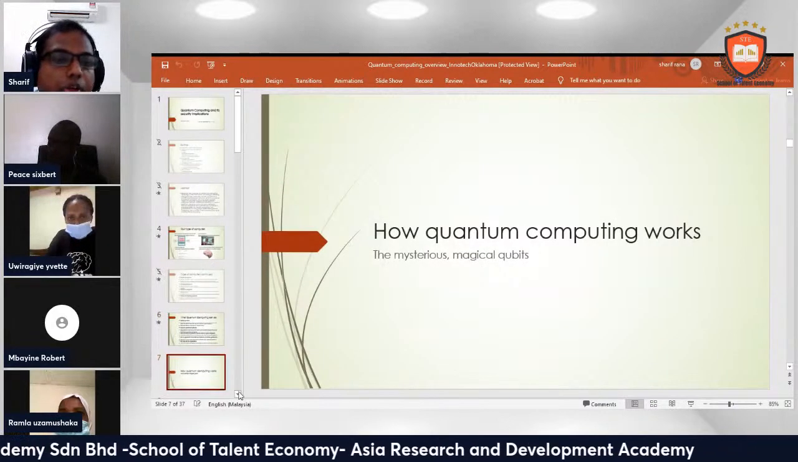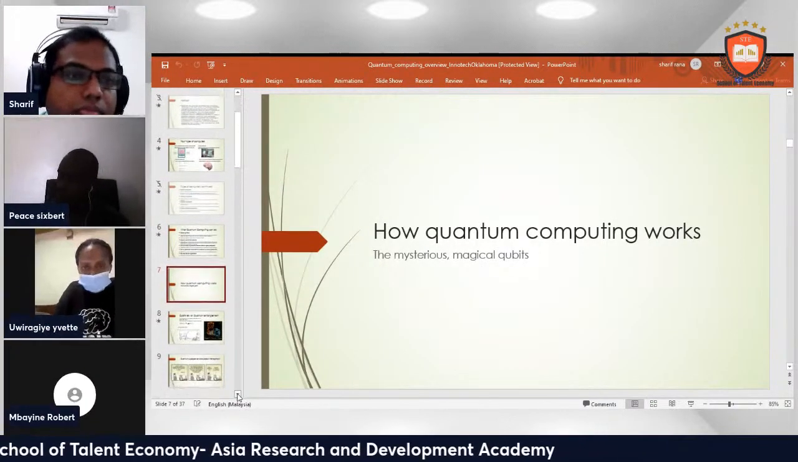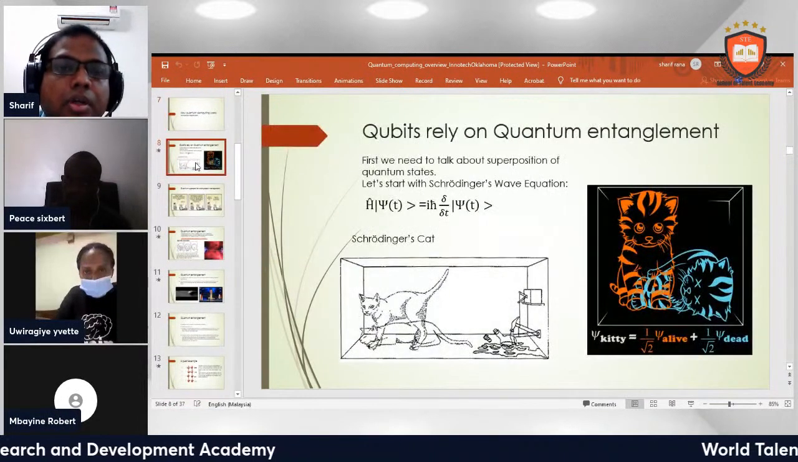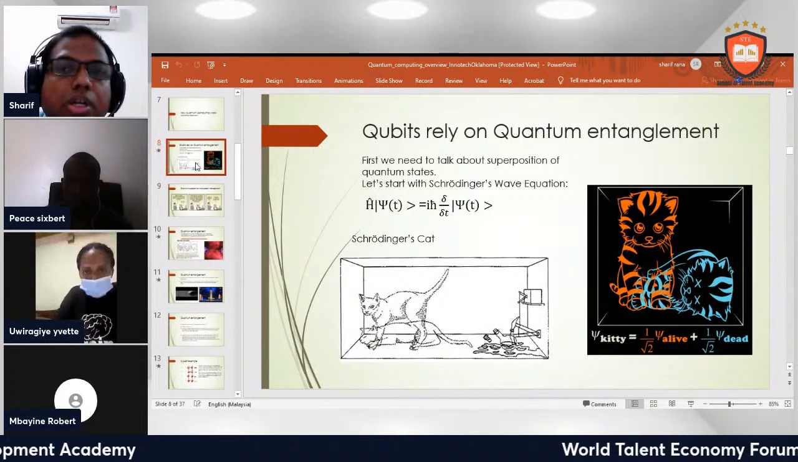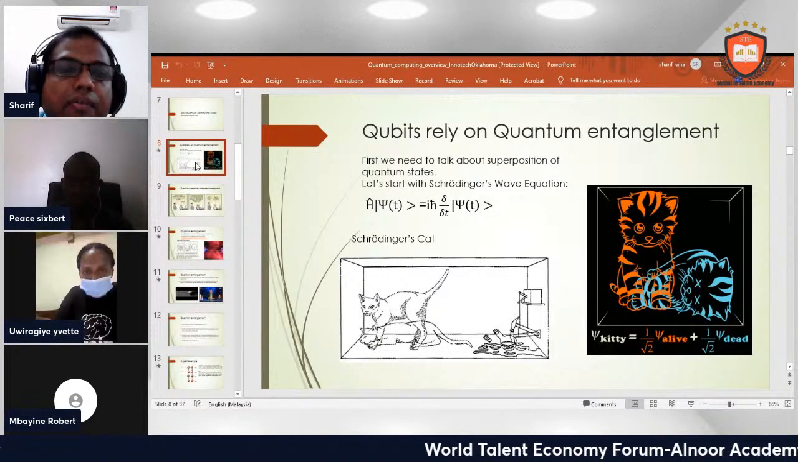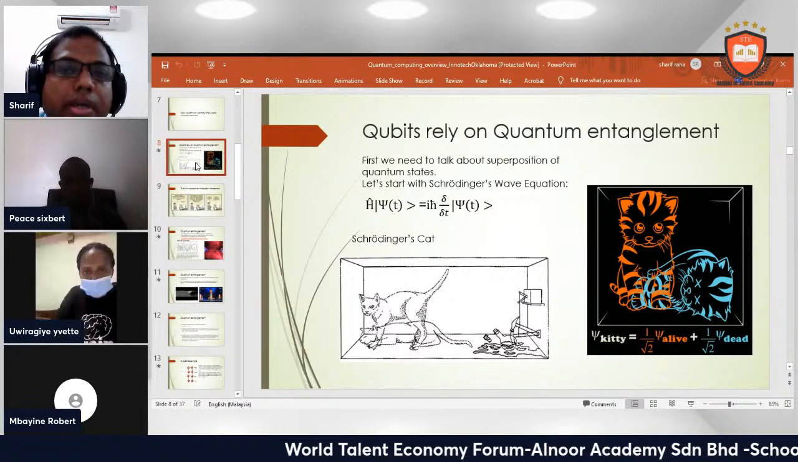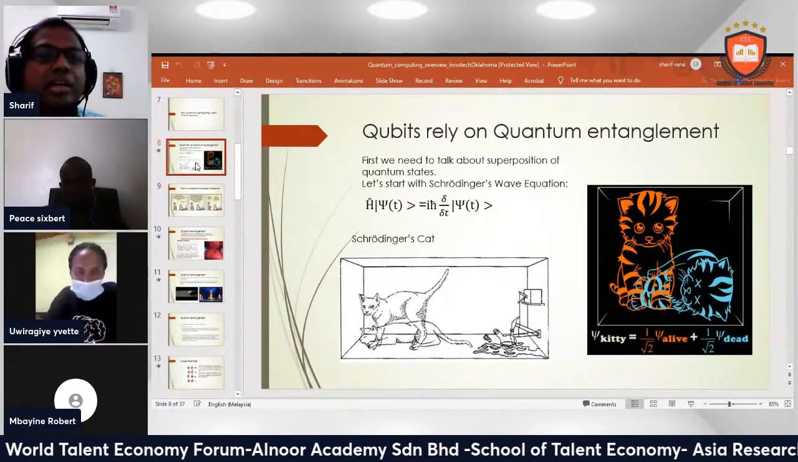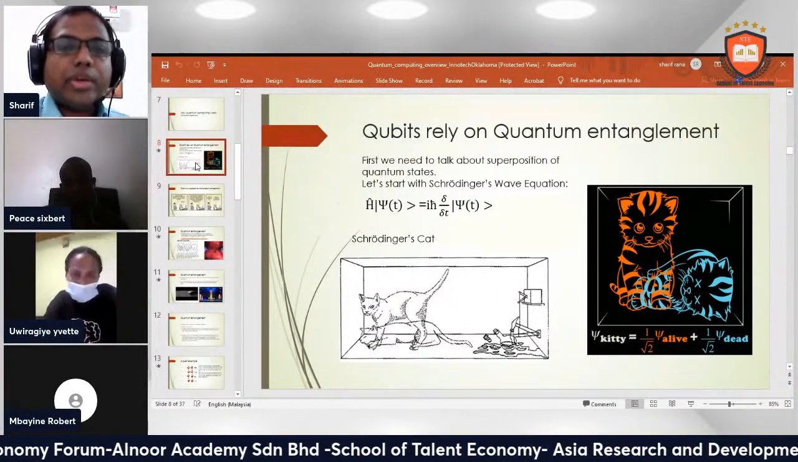How does quantum computing work? Qubits rely on quantum entanglement. First, we need to talk about superposition of quantum states. Let's start with Schrödinger's wave equation.